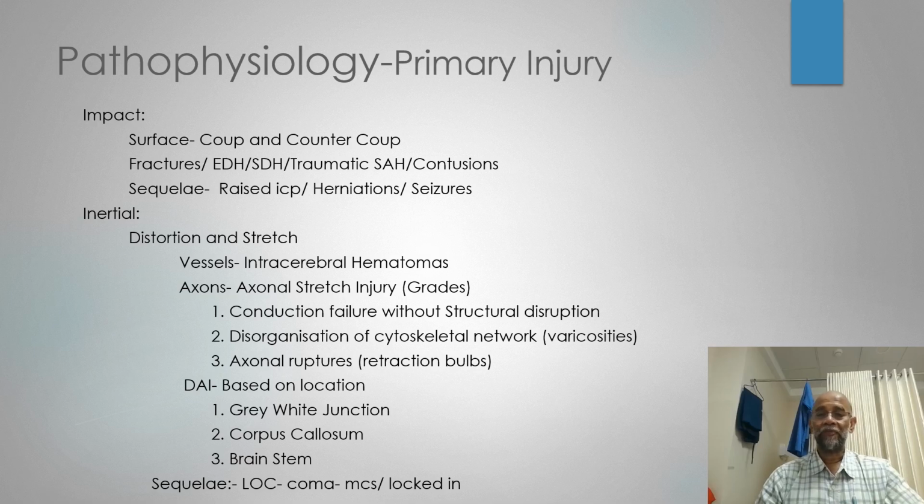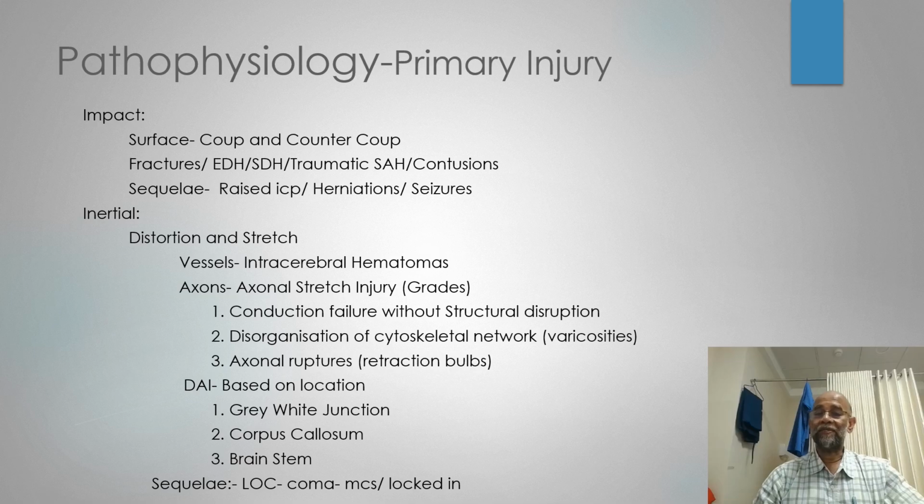That is impact injuries. Inertial injuries are because of distortion, acceleration, deceleration injuries. Vessels can rupture, producing intracerebral hematomas. Axons get injured. That is the main inertial injury. In fact, diffuse axonal injury is the characteristic inertial injury. Axonal stretch can produce various grades of axonal injury. Firstly, the severity. It can be just a conduction block. An axonal stretch does not conduct. After some time, there is restoration of physiological conduction.